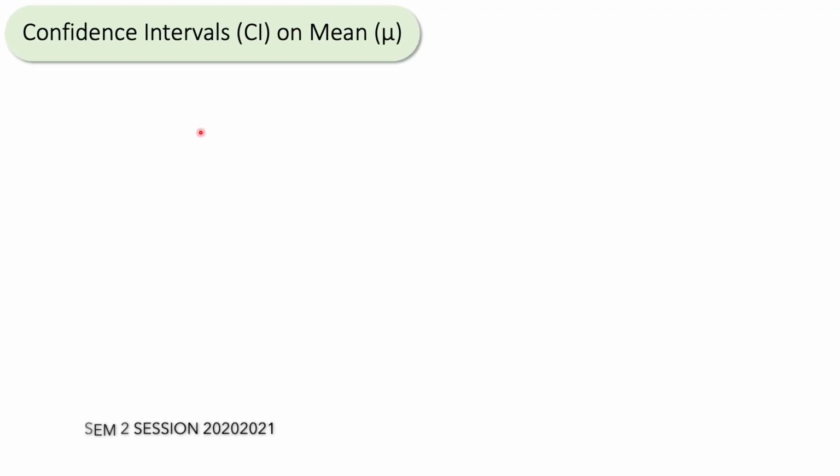Okay, continuing with hypothesis testing. Now let us see how we can write confidence intervals on mu, or the mean of the population. This is how it is represented. The P shows that it is a probability of mu existing within this interval.